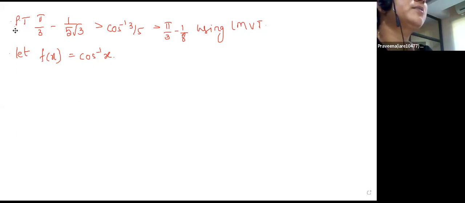1 5/3 minus 1/5 root 3 greater than cos inverse 3/5 greater than 5 by 3 minus 1 by 2, 1 by 8. All of you got it? Same as sin inverse x.